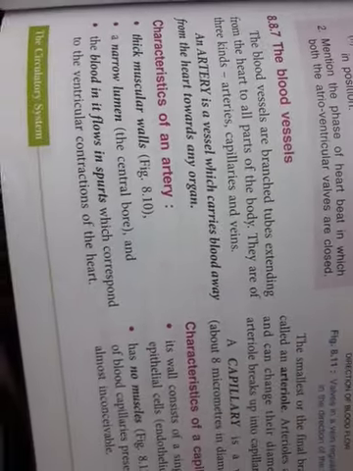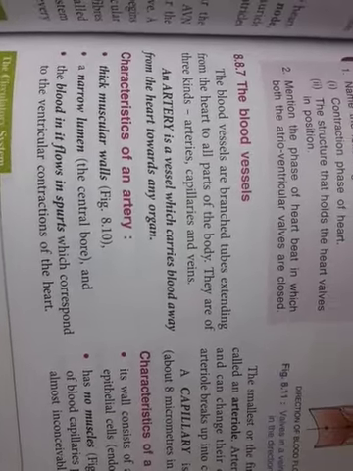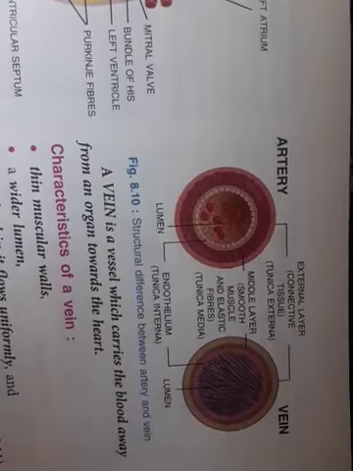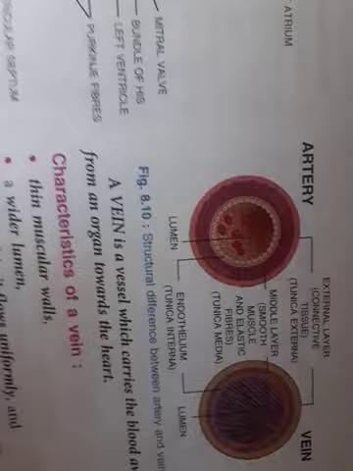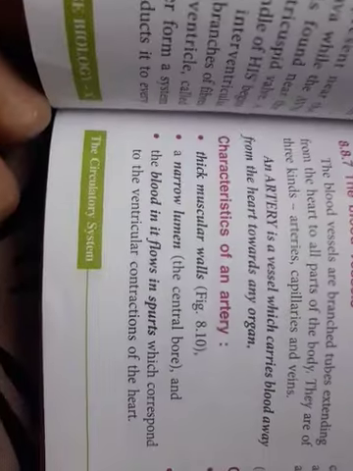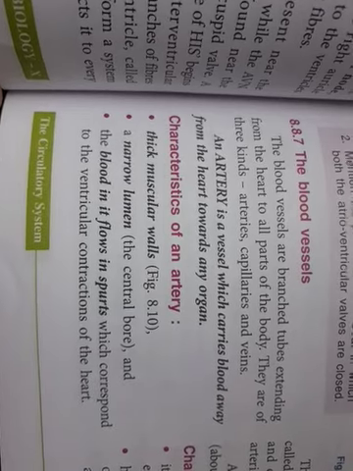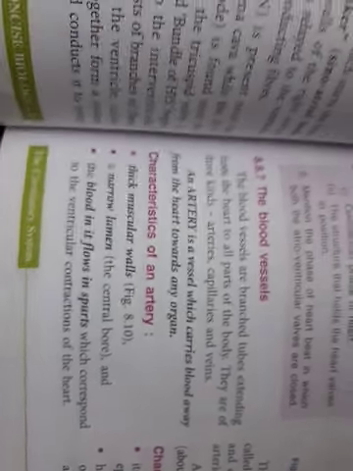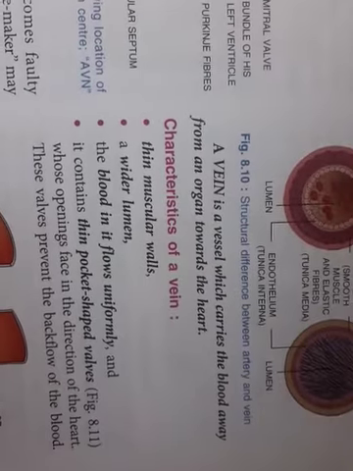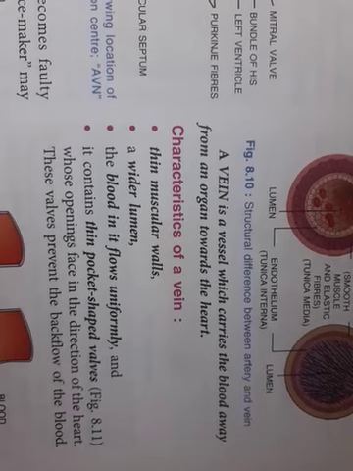The characteristic of an artery is that it has thick muscular walls and a narrow lumen. The structure of an artery is like this. Lumen is the central bore. Blood in it flows in spurts, which corresponds to the ventricular contractions of the heart. Spurts means that by taking breaks, it will be flowing. Then a vein is a vessel which carries the blood away from an organ towards the heart.